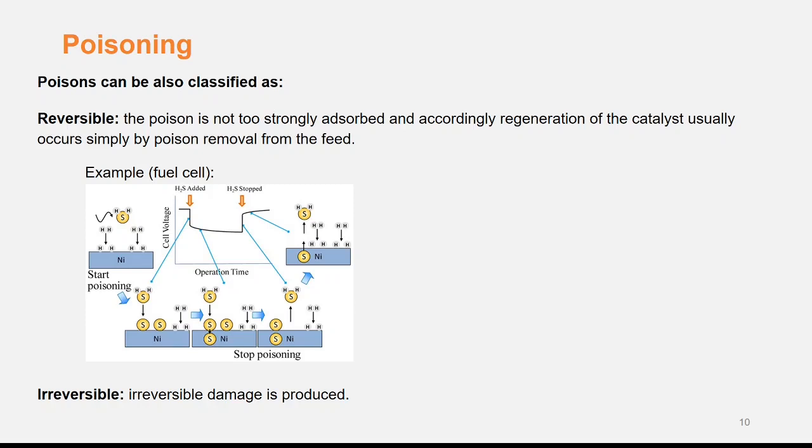If the poison is adsorbed too strongly, then it is very difficult to remove it from the catalyst, and the catalyst may be permanently damaged. We have to be very careful in this case to make sure that there is no poison in the feed, because catalysts are expensive and we do not want to replace them frequently.